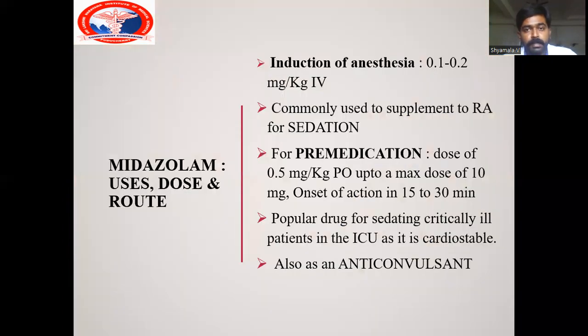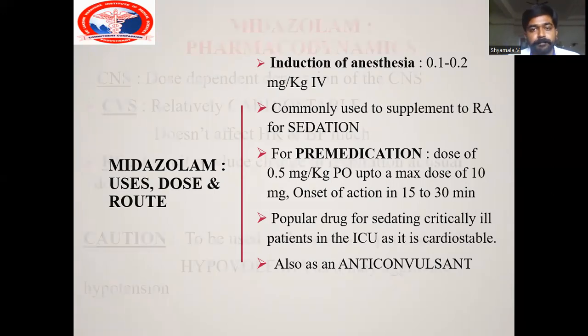Induction of anesthesia is 0.1 to 0.2 mg per kg IV. It is commonly used to supplement regional anesthesia for sedation. It is also used for premedication before general anesthesia. It is a popular drug for sedation of critically ill patients in the ICU, most commonly midazolam, because it won't cause any prominent hypotension or tachycardia. But if you give more dose, it may cause respiratory depression, and it also acts as an anticonvulsant drug.